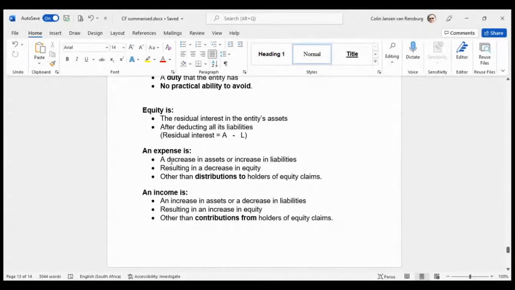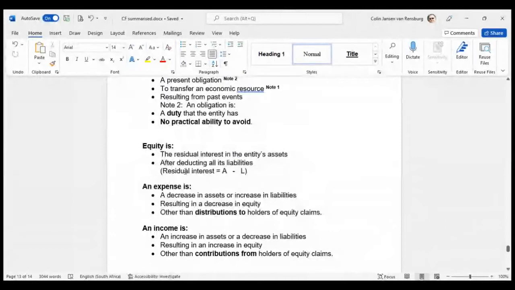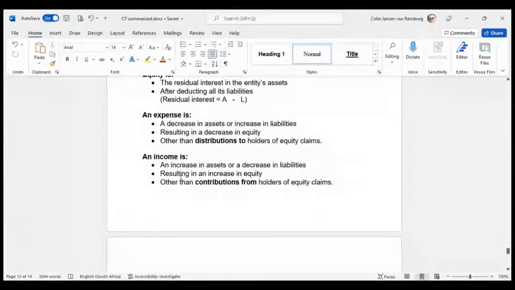They say an expense is once again either or, right? Either or, it's not both. An expense is either a decrease in assets or an increase in liabilities, resulting now in a decrease in equity. In other words, that value, your assets minus liabilities, which is your residual interest, which is just another name for your equity, will then also decrease. So resulting in a decrease in equity.